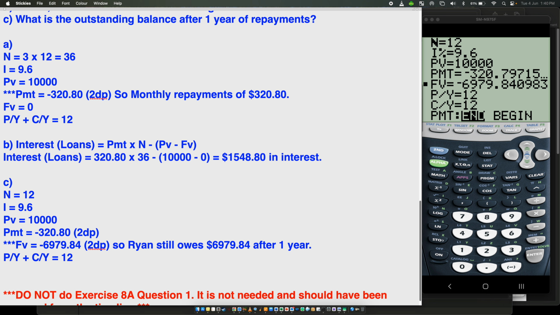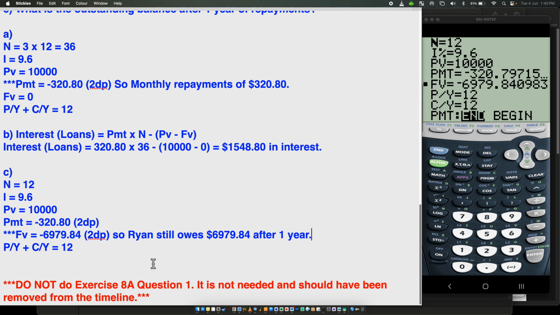Okay. Can you get that example down, please? Your exercises are 8A. Please do not do question 1. It's not needed anymore. I should have removed it from the timeline, but I haven't because I'm a busy man. So question 1, ignore. Everything else is TVM solver stuff.